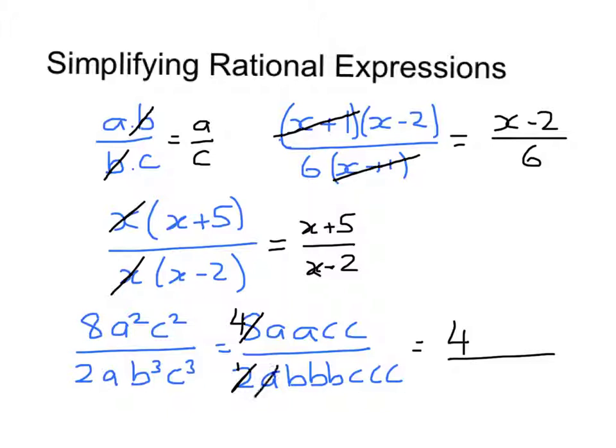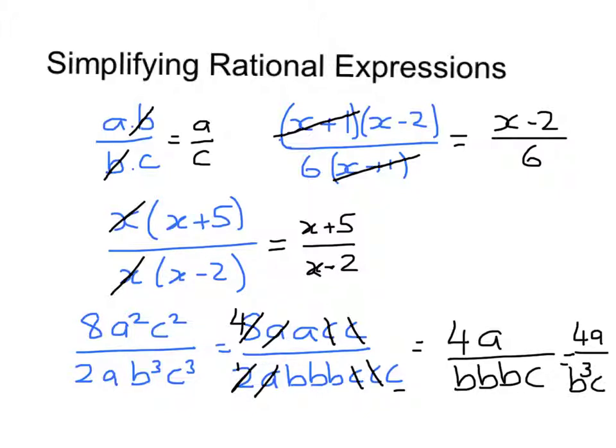Now I can cancel an a, b's stay the same. I can cancel two c's top and bottom. So I'm left with 4a on the top, and I'm left with 3 b's. I don't need to put the 1 in. 3 b's and 1 c on the bottom. Let's tidy that up. 4a over b to the power of 3 c. That's that one.